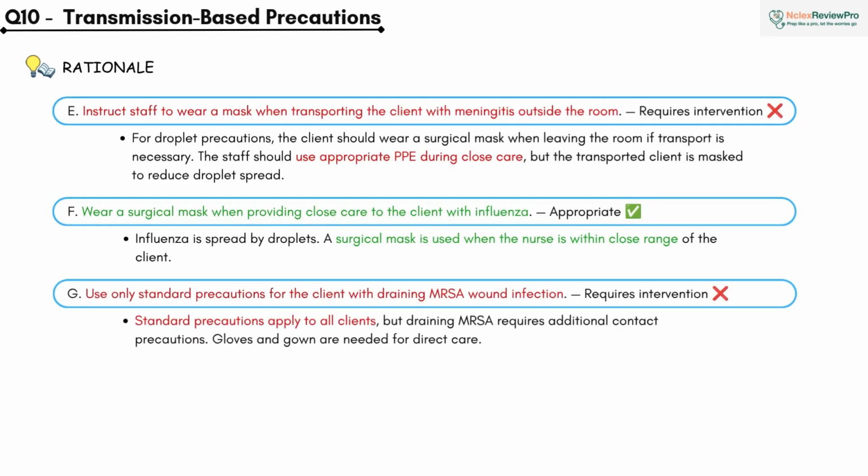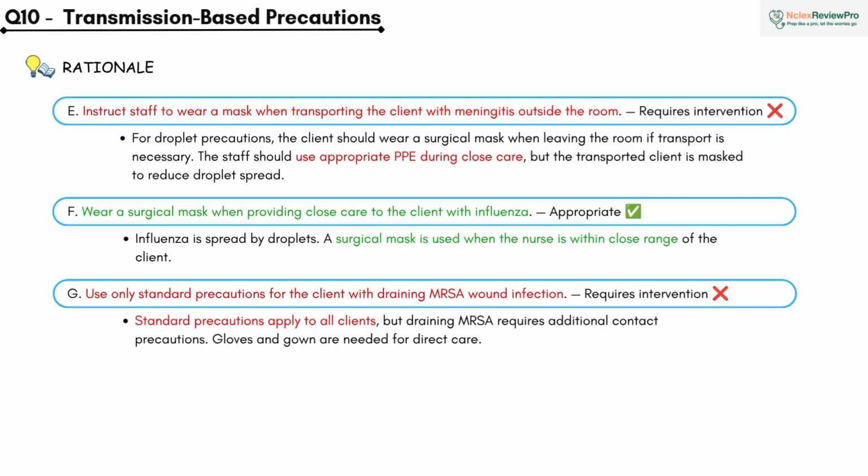Option E says, instruct staff to wear a mask when transporting the client with meningitis outside the room. This requires intervention. For droplet precautions, if transport is necessary, the client should wear a surgical mask when leaving the room. Staff use appropriate PPE during close care, but during transport, masking the client helps reduce droplet spread.